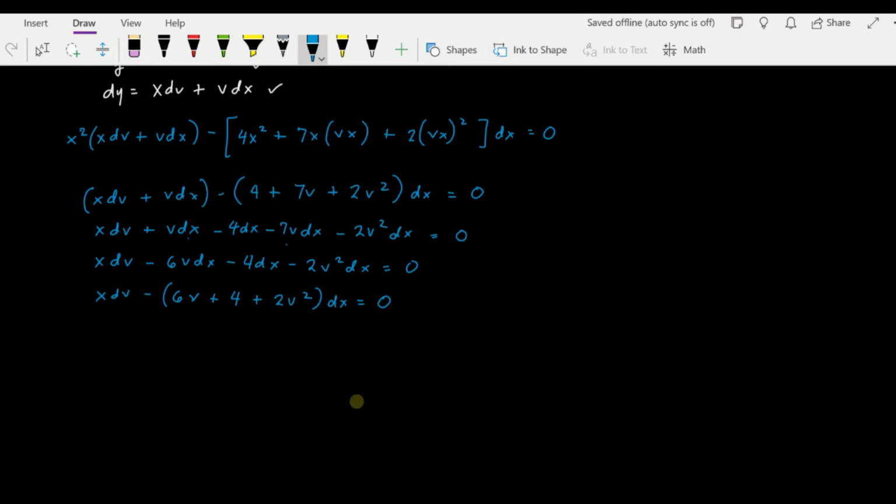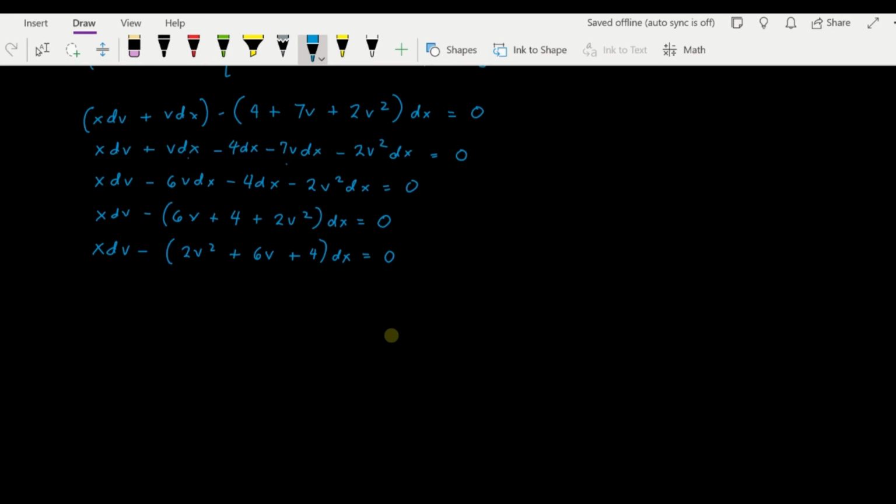Okay? So, ay iayos na lang natin yung terms. Gawin lang natin siyang 2v squared plus 6v plus 4 dx equals 0. Ayan. So, and then, makikita ninyo separable differential equation na to. I-divide lang natin by x and by 2v squared plus 6v plus 4 yung lahat ng terms.